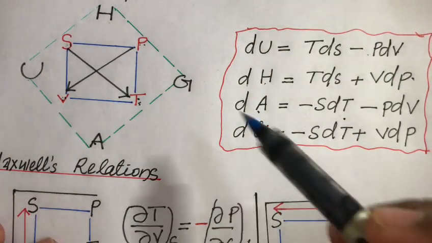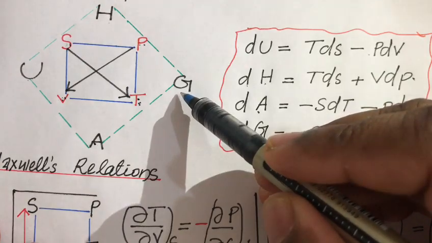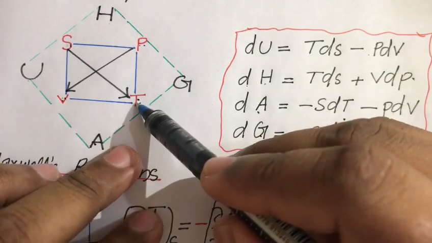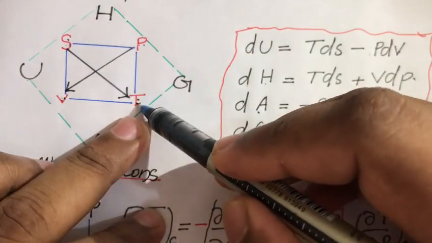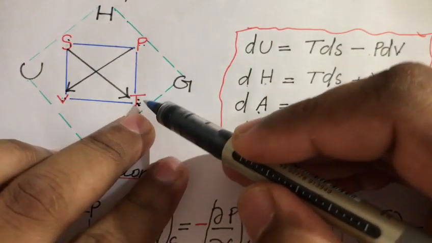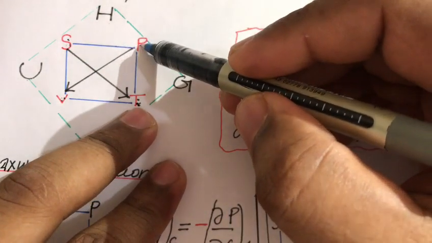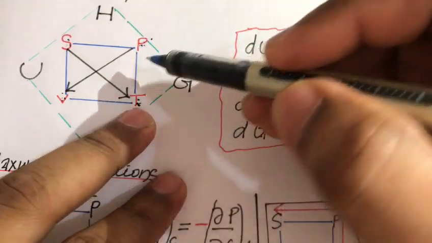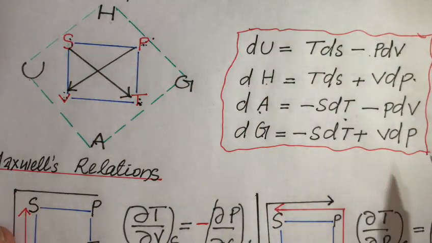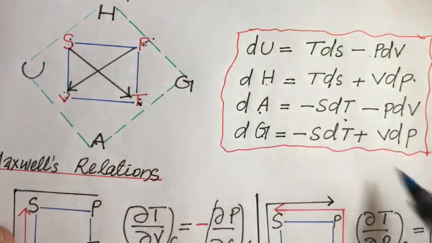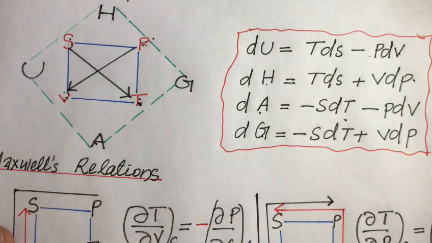What about dG? dG is equal to minus SdT, then plus VdP. So it is very simple, and you can memorize it this way.